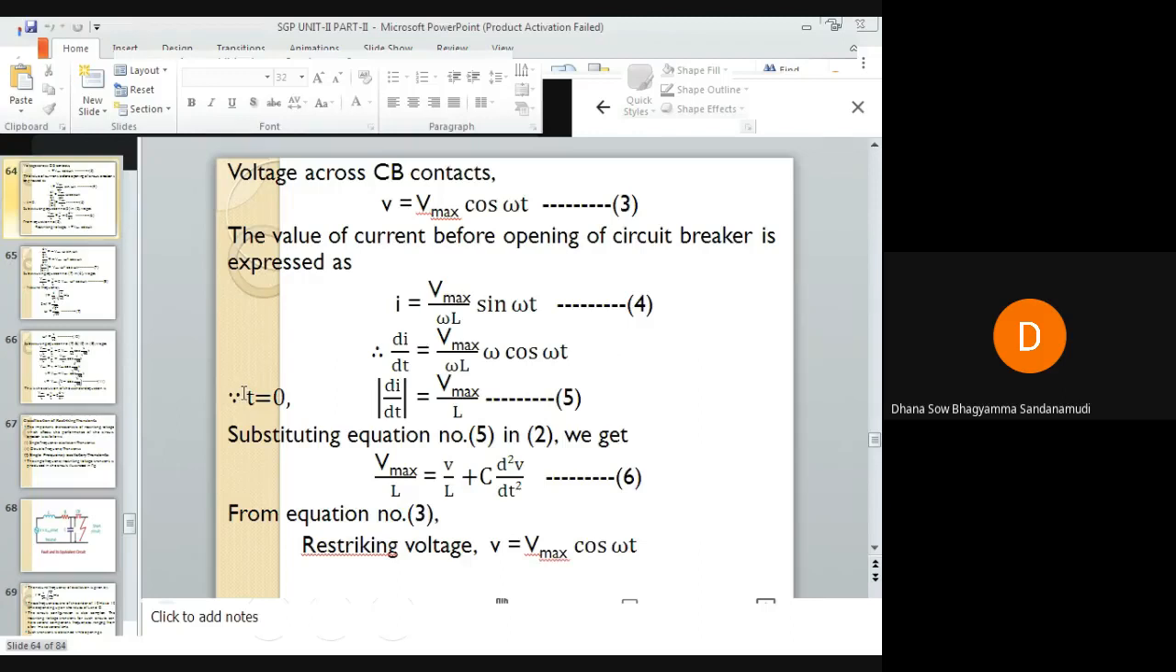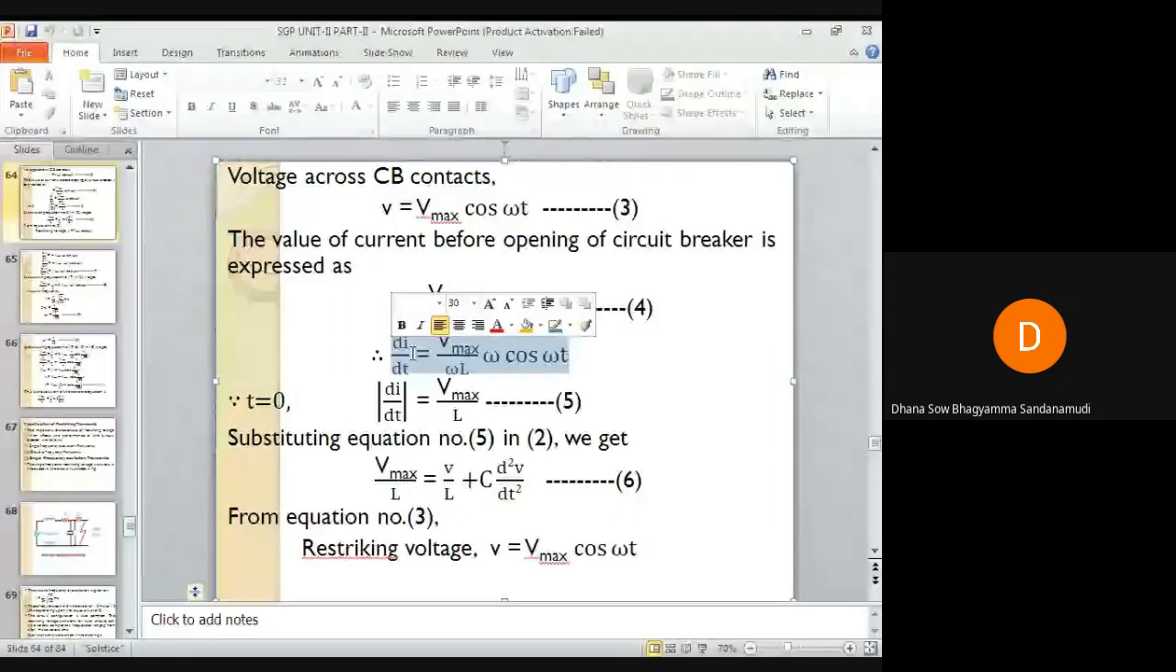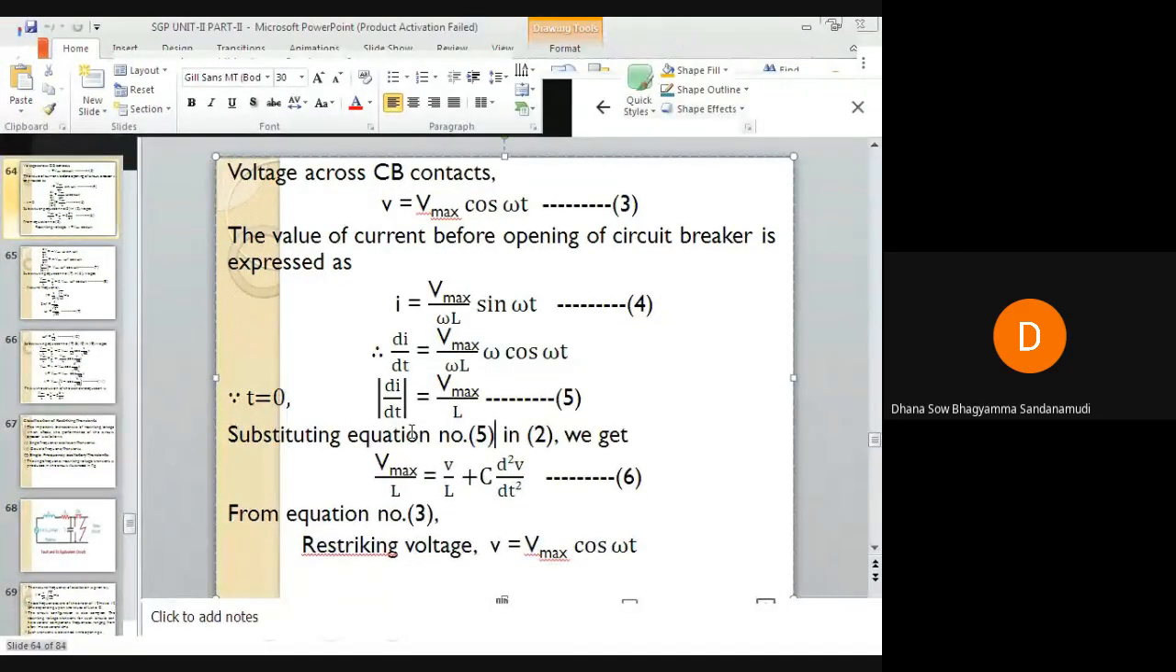Since at t equal to 0 the current before opening the circuit breaker is what we have assumed, the time is 0. So the magnitude of di by dt is what? Substitute t equal to 0 in this expression, and you will get the magnitude of di by dt as V max by L. I am giving numbering to each and every expression here.